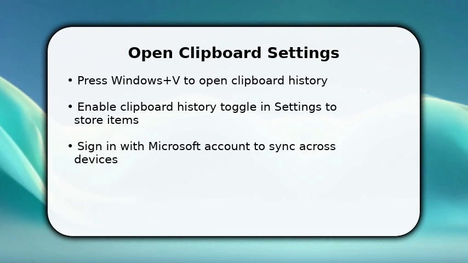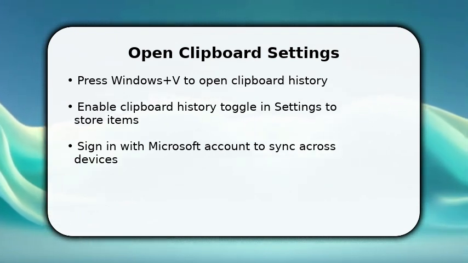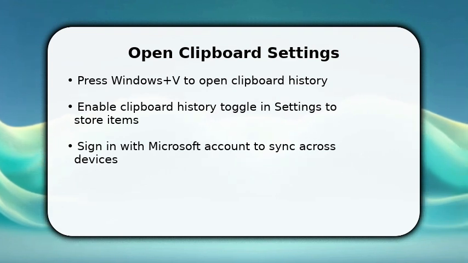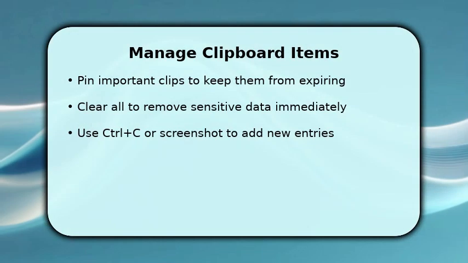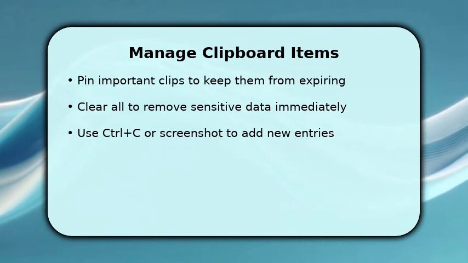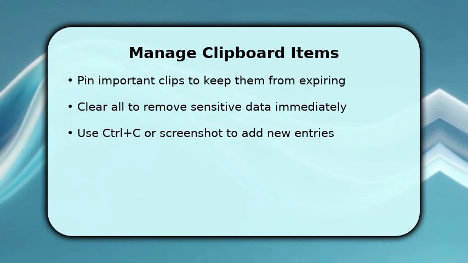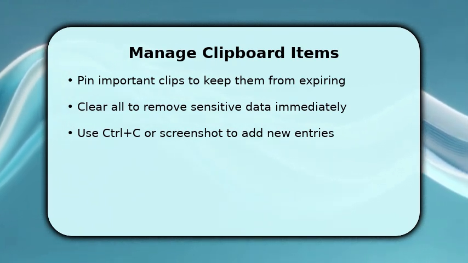The OS now stores text and images for quick pasting. You manage items by pinning or deleting entries so the clipboard stays useful. Open Windows plus V, hover an item and choose Pin to keep something permanently available. Unpin when no longer needed. If you need to remove sensitive data, select Clear All to purge history.